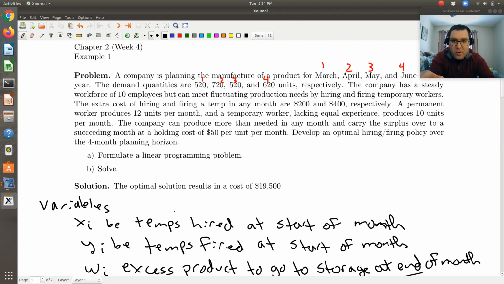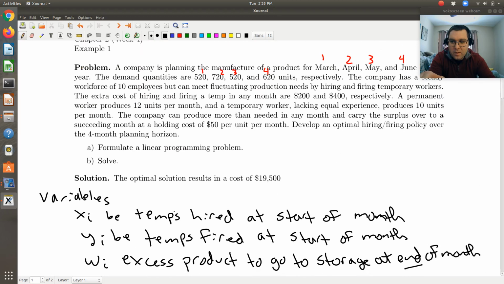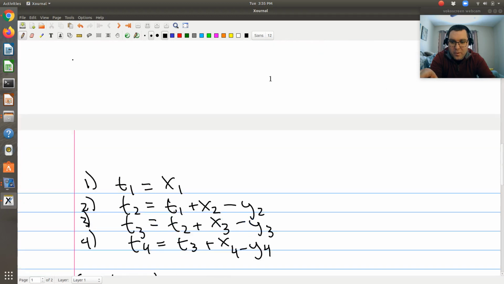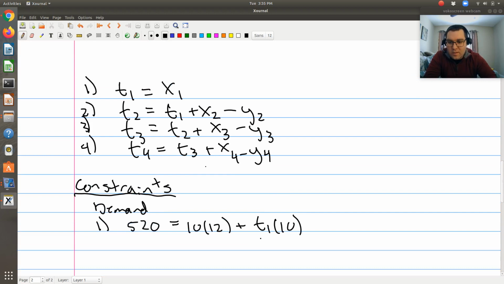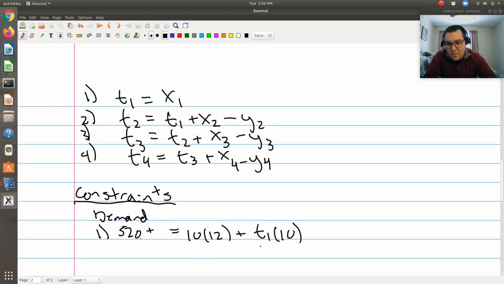I have 10 permanent employees, and a permanent worker makes 12 per month. So my permanent employees are making 10 times 12, 120, plus in month 1 I have T1 temp employees, and my T1 temp employees can make 10 each. If I balance this out, besides the 520 I'm going to deliver in terms of demand, plus my inventory variable, which was W, I'm going to do my demand plus the amount left in inventory at the end of the month is equal to the amount made by my permanent employees plus the amount made by my temps. To simplify how I have my temps written, I'm going to rewrite this as 10 times T1.